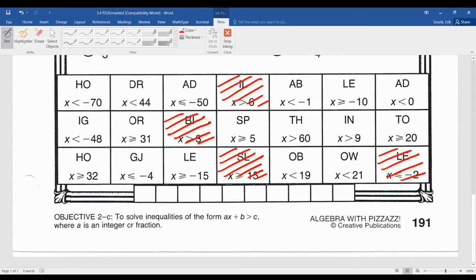X is less than 44. We had x is greater than or equal to 32.